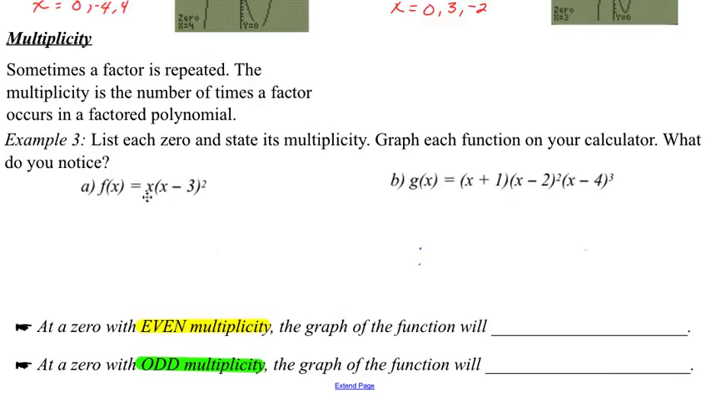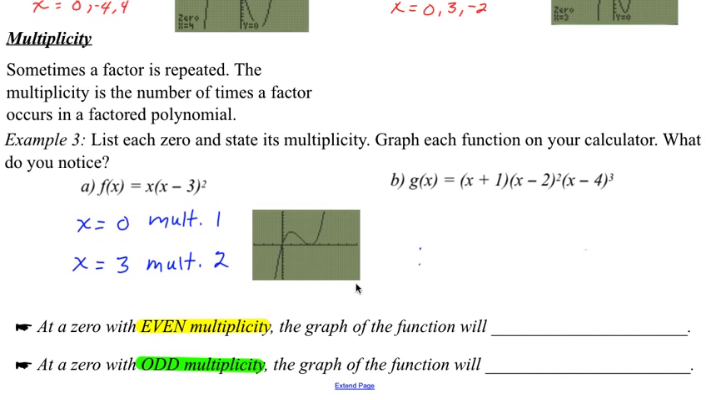Well, we have a 0. If we set each of these equal to 0, x equals 0 is one of our factors. It has multiplicity 1. And then x equals 3 has multiplicity 2. See if we can get that to show up. There it is. And if we graph that, here's the graph of what we get. I'll talk about the graph a little bit more in just a minute.